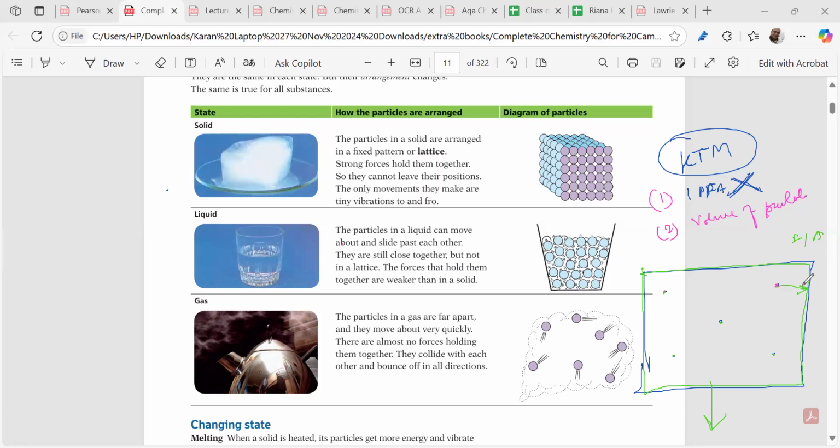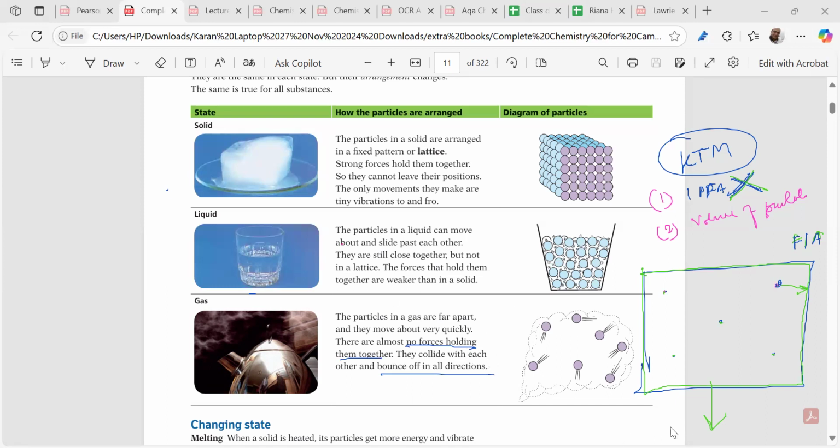What's the pressure of a gas? The particles have no interparticular force of attraction, right? Nothing. They are just colliding on the walls of the container, isn't it? And this gives you the pressure. The pressure is the force per unit area by which the particles are banging on the walls of the container. No forces holding them together, right? They're colliding with each other and bouncing off in all directions. Clear?